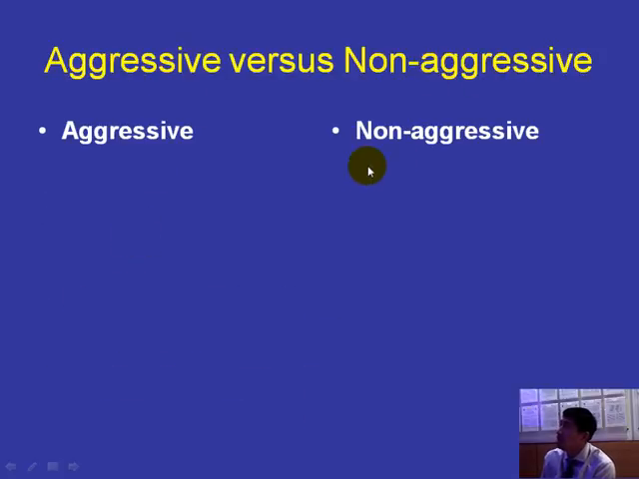Now, aggressive versus non-aggressive is very important, because even if you can't say for sure this lesion is multiple myeloma, or this lesion is lymphoma, or this lesion is a non-ossified fibroma, you can describe whether or not it's aggressive or non-aggressive. Because if it's aggressive, it probably requires a biopsy, and it definitely requires additional workup. If it's non-aggressive, it may be able to be left alone.